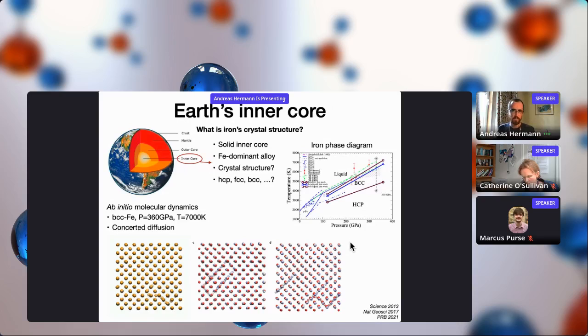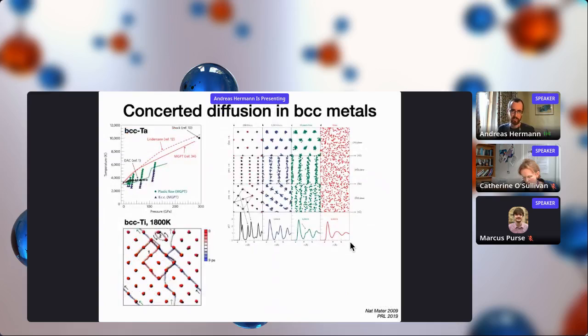This diffusion is not limited to iron and to very extreme conditions. It has been seen in other BCC transition metals, so it's been known for quite a while. I'll just show you some relatively recent results from simulations. These are classical MD simulations on tantalum, where people have called it plastic flow, this regime where you get some motion that is not a solid anymore, but clearly not a liquid either.